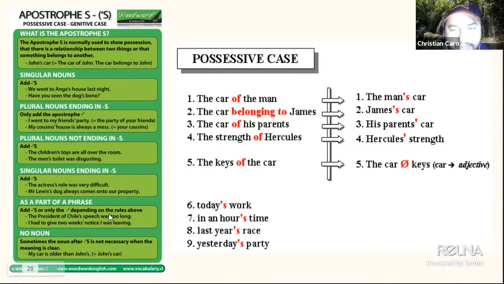So as I told you, normally we use genitive to describe possessions. But this is kind of different because we add apostrophe s or only the apostrophe depending on the rules above, pero como parte de una frase, por ejemplo, the president of Chile's speech was too long. Claro, el discurso del presidente.